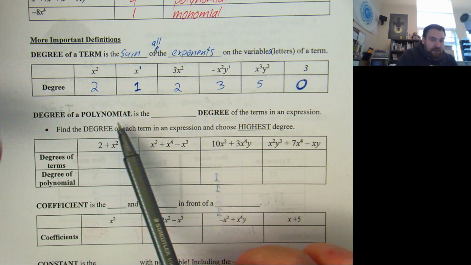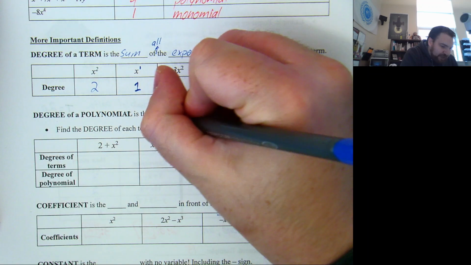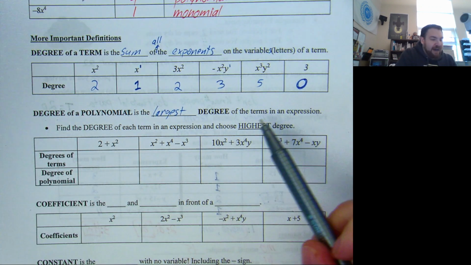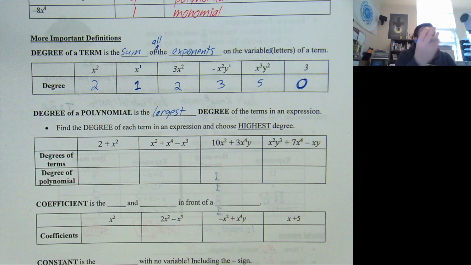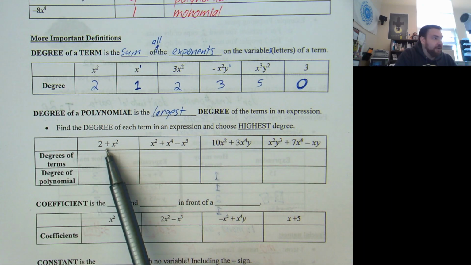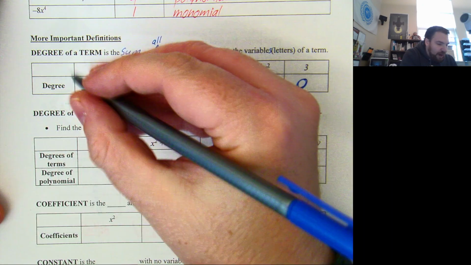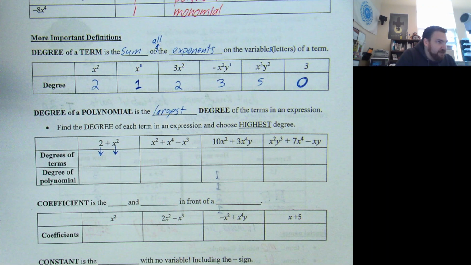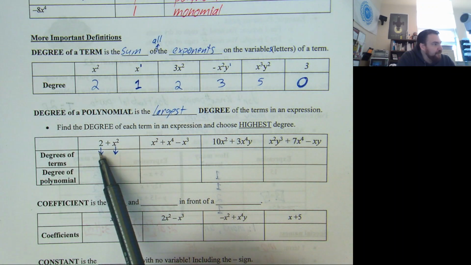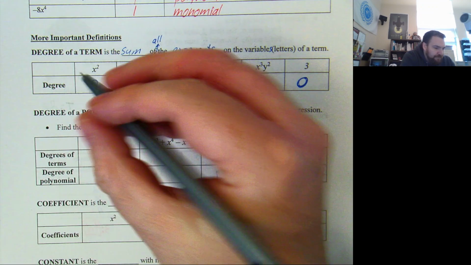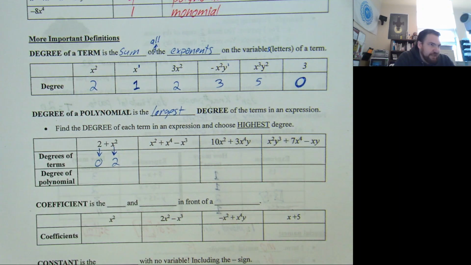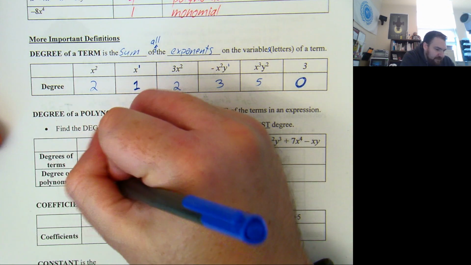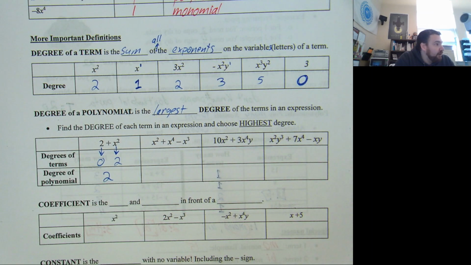To find the degree of the polynomial, it is the largest degree of all the terms. So you have to find the degree of each term and then just tell me which one's biggest. So let's do this. How many terms do I have here? I have 2 terms, so there are going to be 2 different degrees on those 2 terms. The degree of the first term is 0. The degree of the second term is 2. So which one's bigger, 0 or 2? Thank you. So the degree of the entire polynomial is 2.